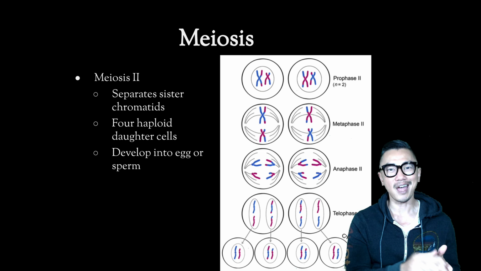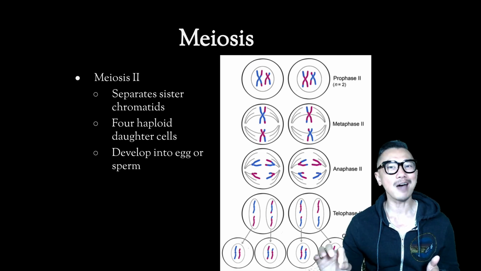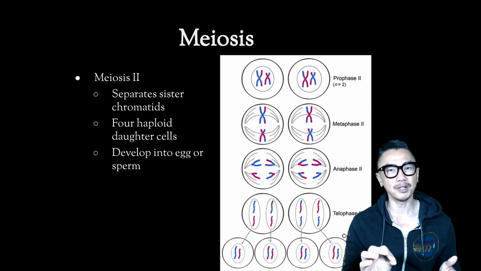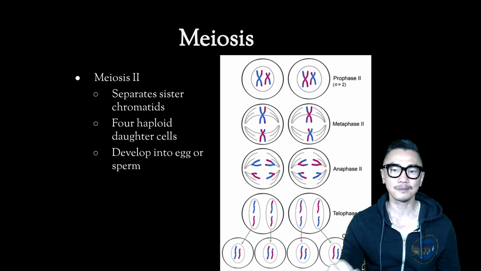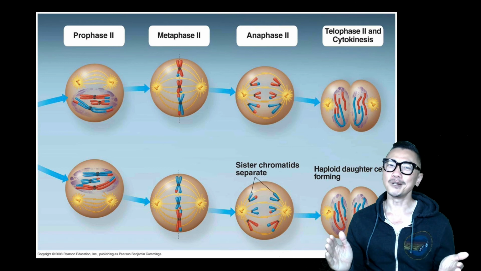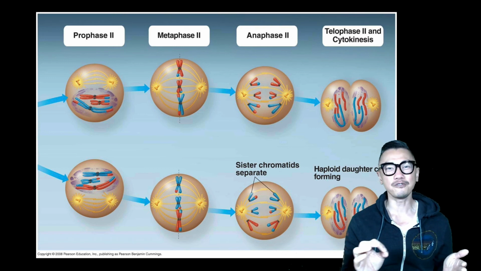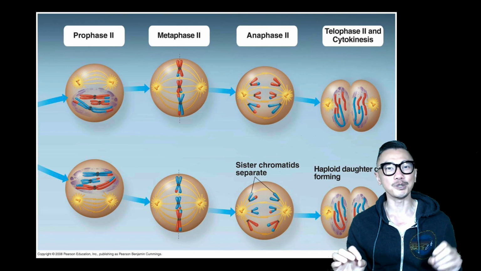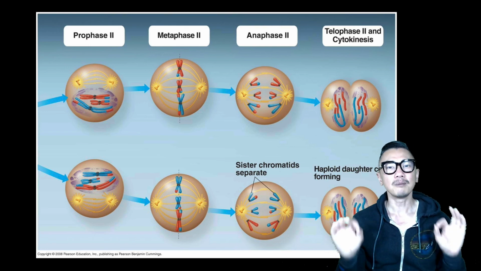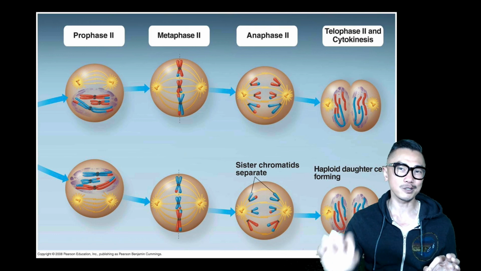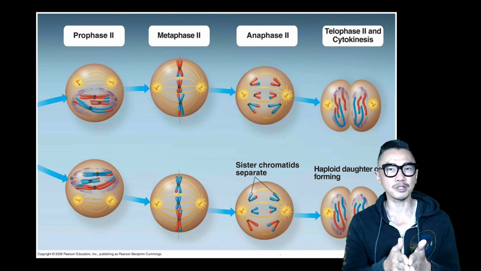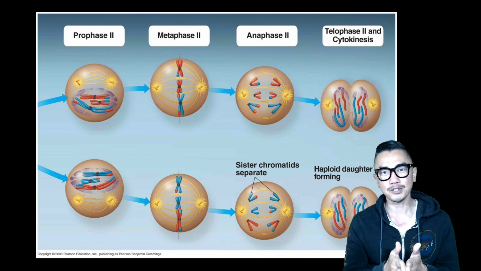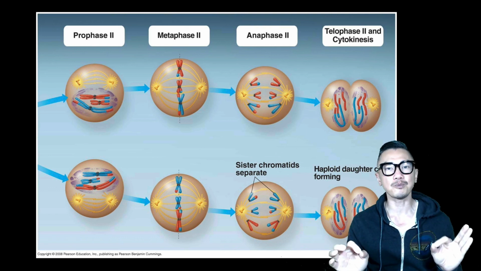This will result at the end in 4 haploid daughter cells. These daughter cells will eventually develop into sperm and egg cells. Meiosis II can be broken down into prophase II, metaphase II, anaphase II, telophase II, and cytokinesis. Meiosis II looks a lot like mitosis. During metaphase II, chromosomes line up single file. In anaphase II, sister chromatids separate from one another.